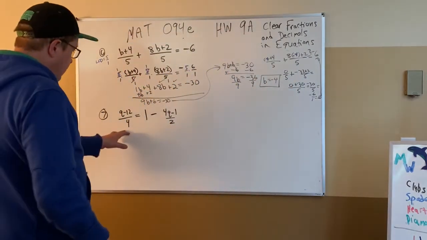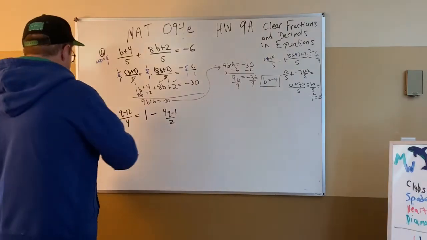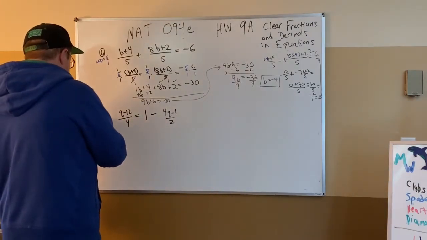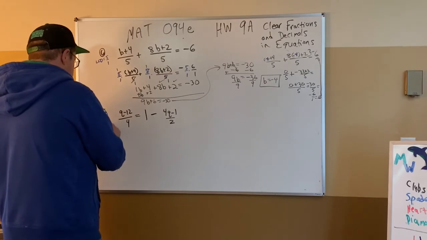Now we come to this one. We have 4 and 2 as our LCD options, so we're going to start with the large one of 4. Does 4 divide by 2? It does. It gets me 2. So my LCD is going to be using 4 over 1.